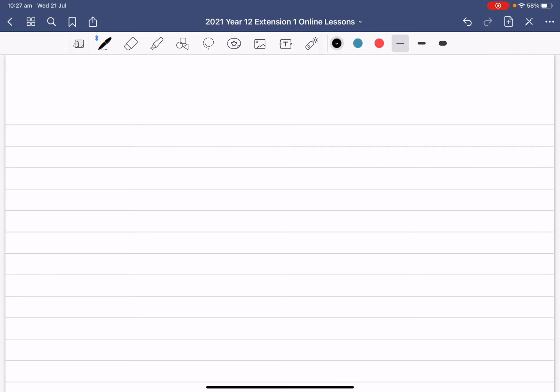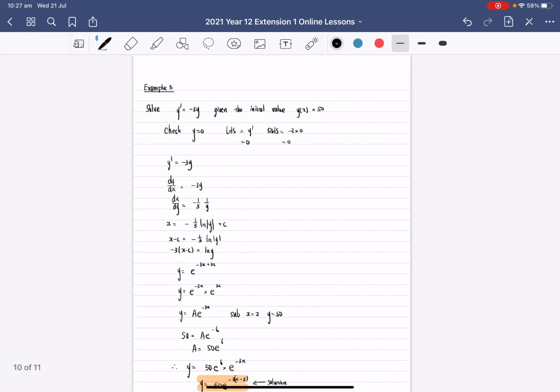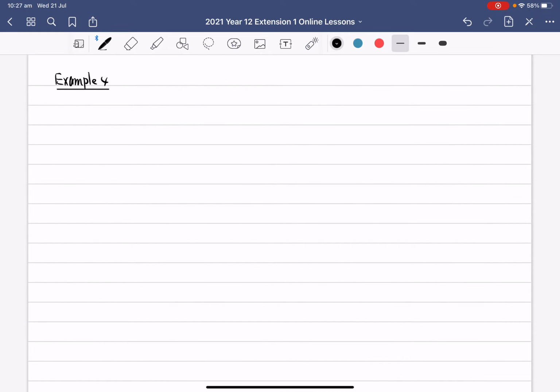Let me find a good question to start. Let's have a look at question 13 in the textbook. I'll write down this is Example 4. Is that Example 4? Yep. And this is going to be question 13 from the textbook. For the first part, it says show that 1 over y, 1 minus y is equal to 1 over y plus 1 over 1 minus y.